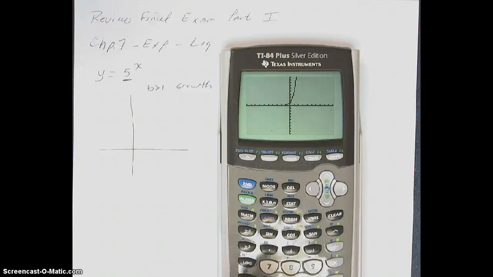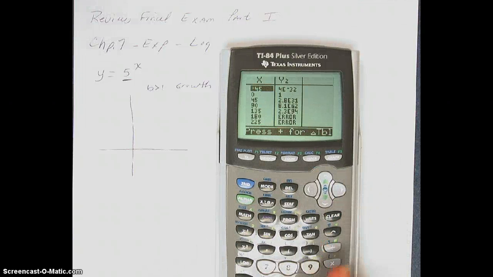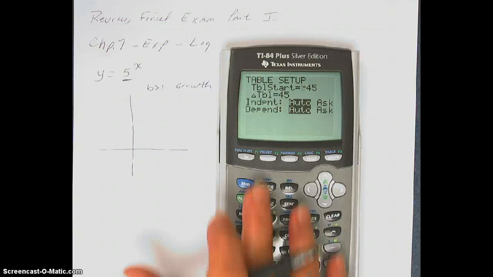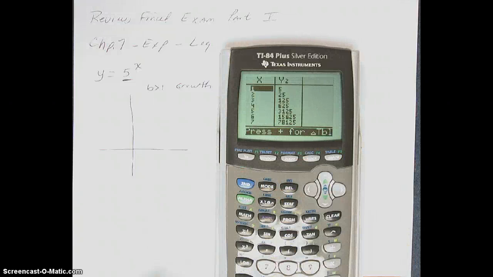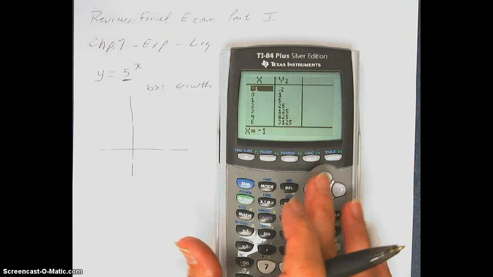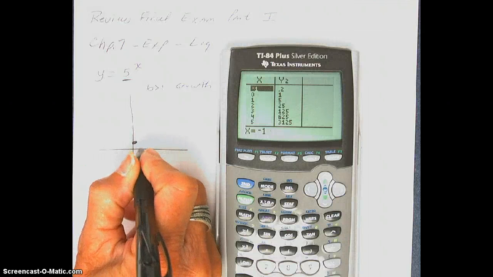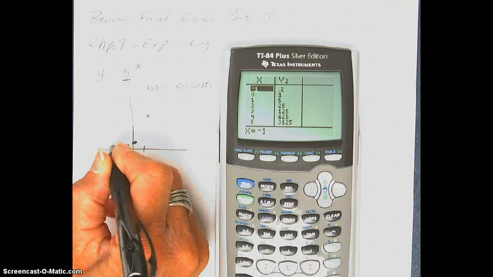So we can see this kind of grows. Remember, if I go to my second table, I can get some actual points. If your points aren't in the right spot, hit second table set and say start at 1 and go up by 1. And then when you go to your graph, you'll get some exact points. So let's graph the points (0, 1), (1, 5), and (-1, 0.2).